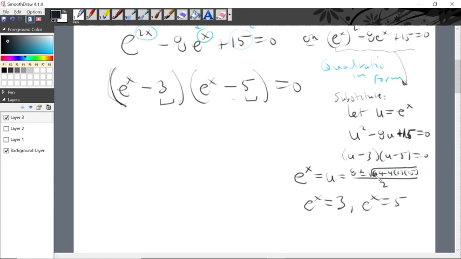Right? Just like we would by factoring right here. You set each of the factors equal to 0, and you solve. e to the x is equal to 3, or e to the x is equal to 5. And so we get two more basic exponential equations, and then we can solve each of those independently.